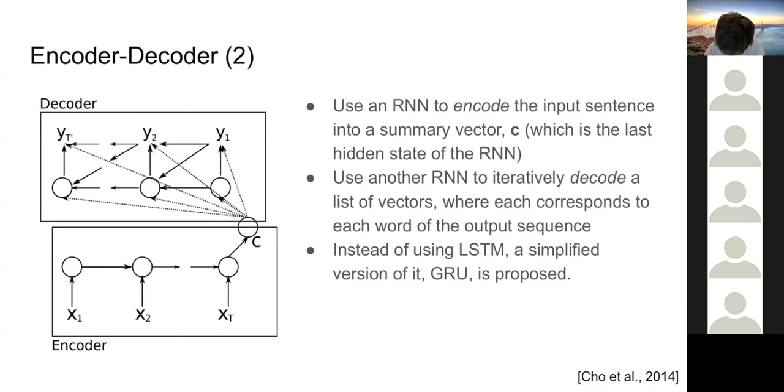So what they did back then in 2014 is that they used RNNs. It's the same thing. You saw this, right? It's very similar to what we saw in the LSTM RNN. So you use RNNs to go sequentially through all the tokens in the input. But the really interesting thing here is that you summarize the entire sentence's meaning into one vector, which is C. And this, in the original paper, was the last hidden state of the RNN.